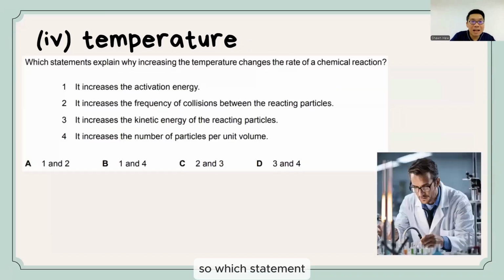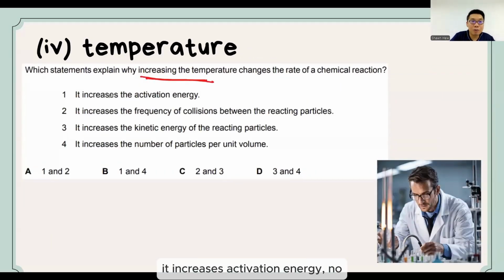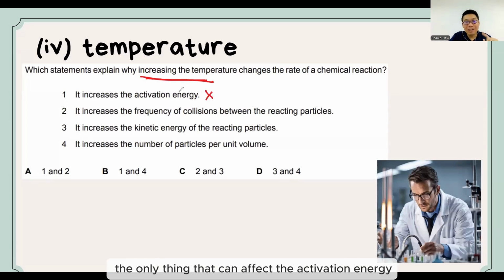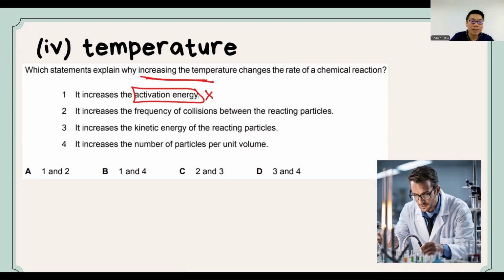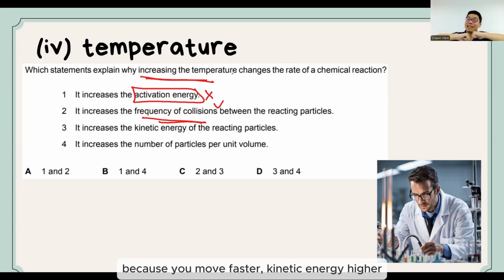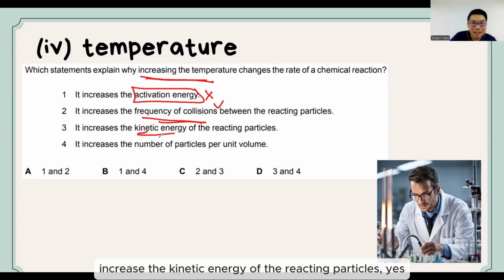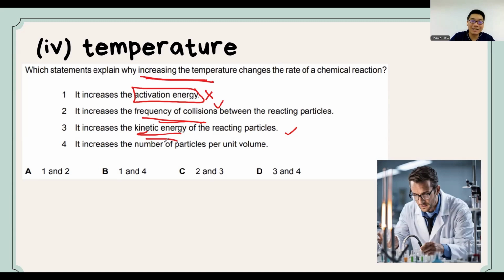So which statement explains why increased temperature changes the rate of reaction? It increased activation energy? No. The only thing that can affect the activation energy is a catalyst. It can reduce the activation energy. It increased the frequency of collision. Yes, because it moves faster, kinetic energy higher. It increased the kinetic energy of the reactant. Yes. Higher percentage of collision can achieve the activation energy.